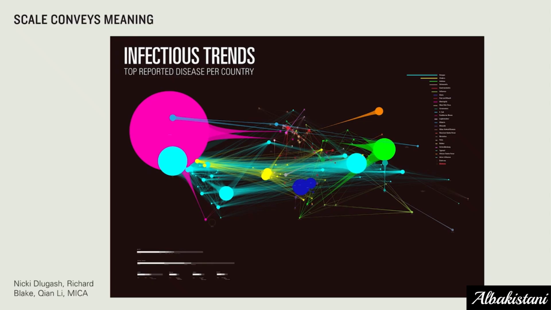Scale relationships can be conceptual. A large element might be more important. In this data visualization, scale is used to represent precise differences in quantity. Scale can tell a visual story.